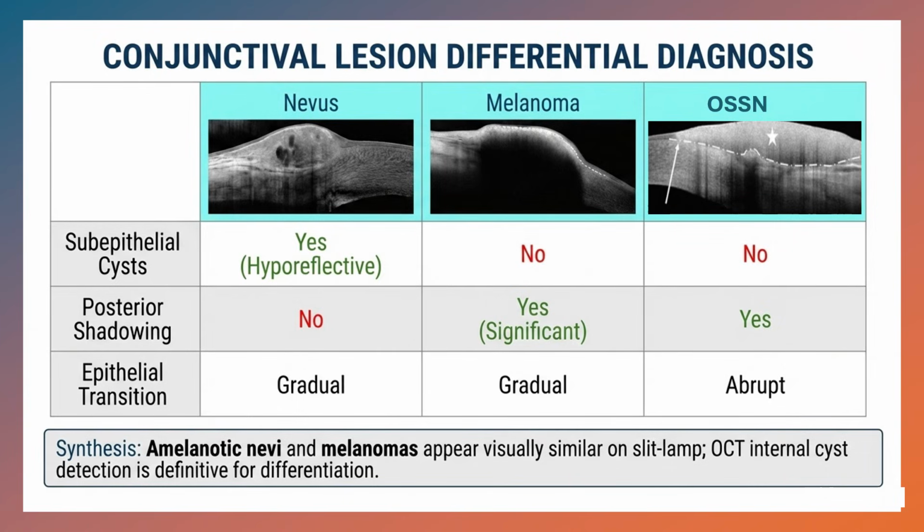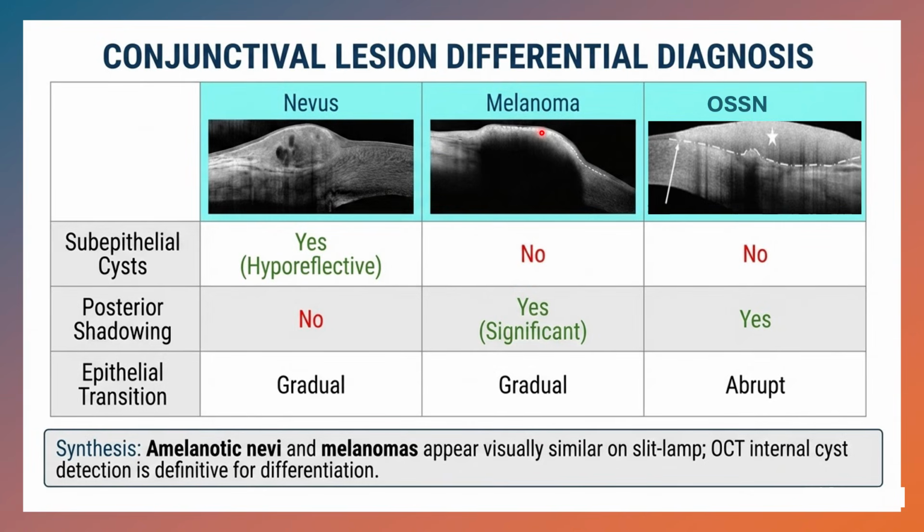This slide shows some of the differential points between different ocular surface pathologies, namely the nevus, the melanoma, and ocular surface squamous neoplasia. First of all, the epithelium. There will be normal epithelial continuity and contour for the nevus, and there will be a gradual transition from normal to abnormal epithelium in melanoma. However, in ocular surface squamous neoplasia, you will notice that the pathology is mainly confined to the epithelium, and there is an abrupt transition from the normal epithelium to the abnormal epithelium, which is hyperreflective, as you can see here.